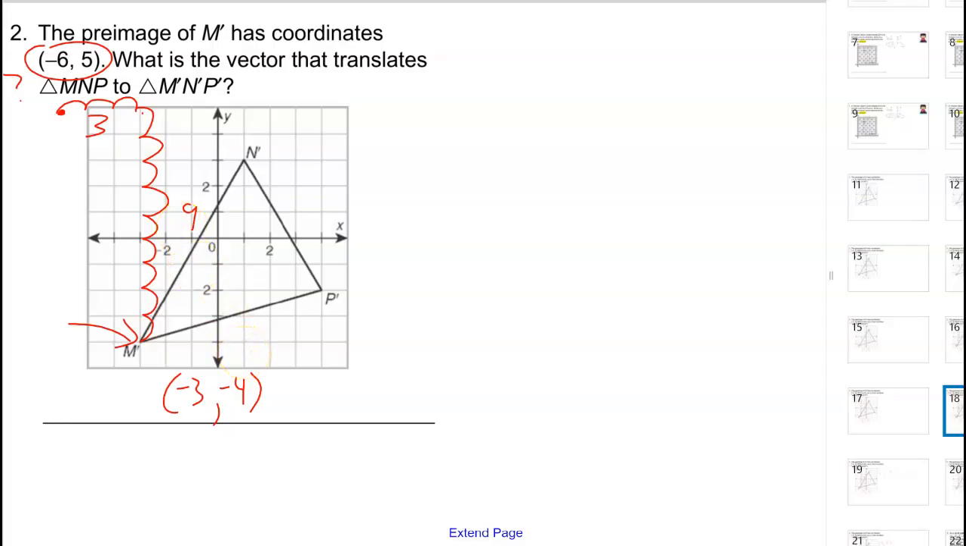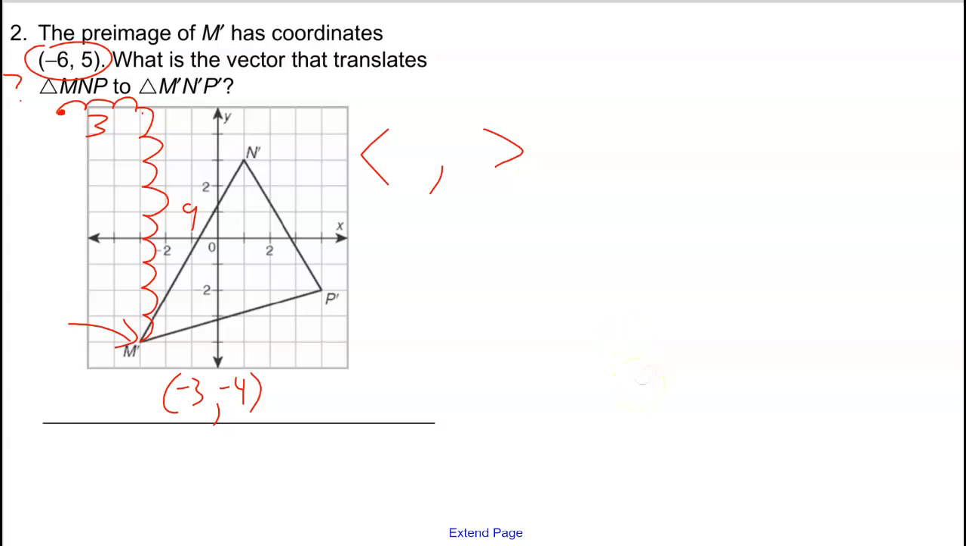Now all we got to do is write the vector. So what numbers go here and here? Okay, so if you put 3 and 9, that's wrong. It should be 3 and -9 because you went down. Make sure you put -9. All right, let's take a look at another one.